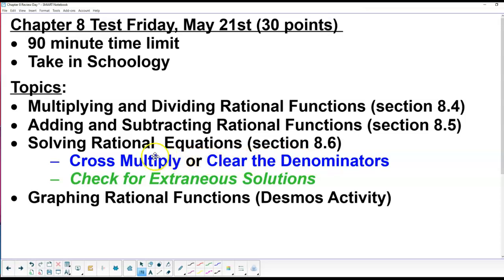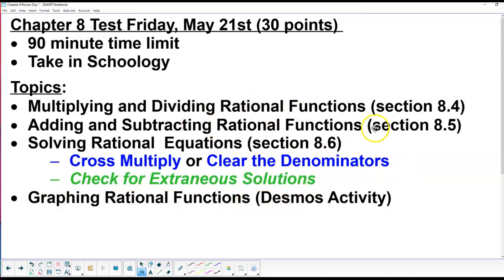You really get to choose because you could apply cross multiplying. You could add or subtract both sides to get a proportion. So you could always use cross multiply and divide. We'll go over that. The big thing is whichever method you choose, make sure you check your answers for extraneous solutions. And then we have graphing rational functions, which we just reviewed.